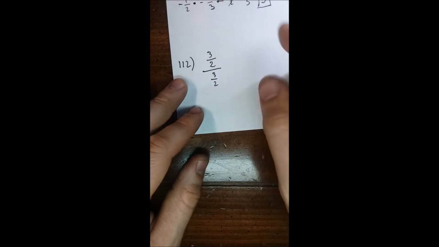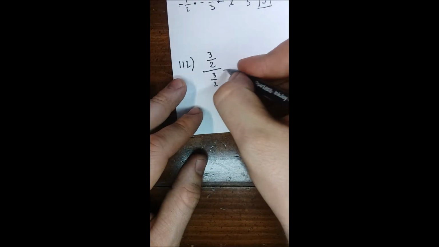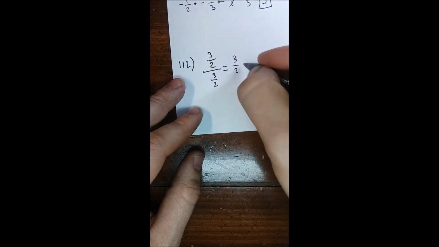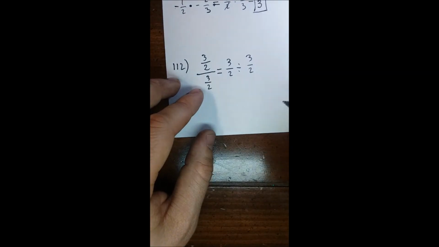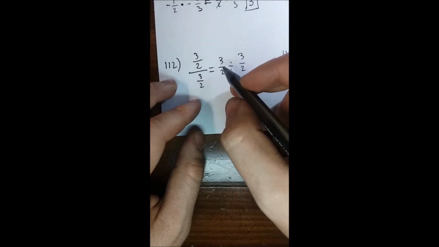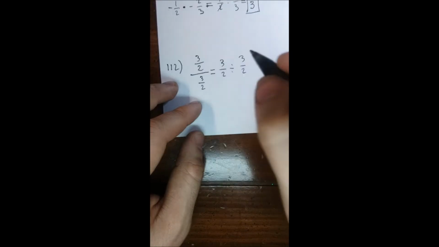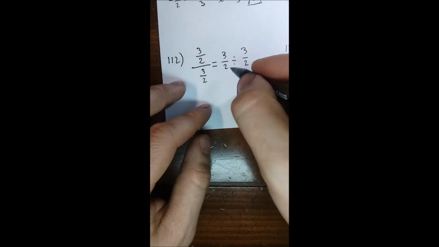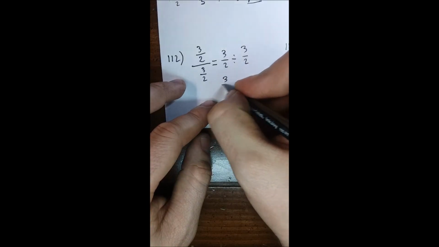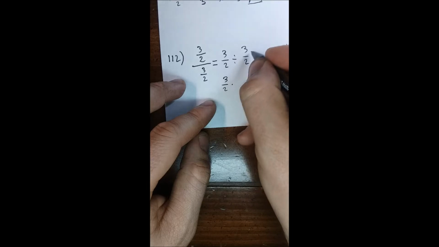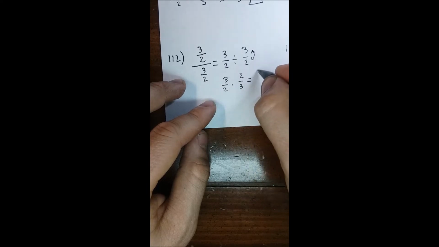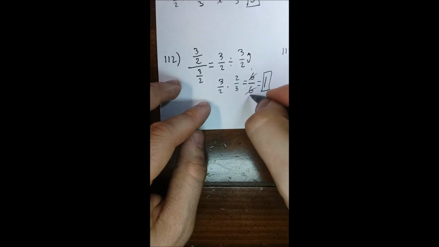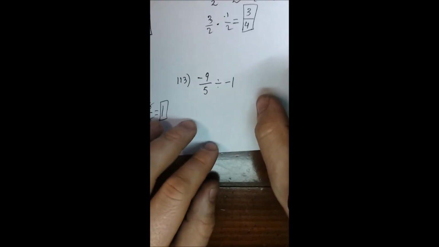The answer is 3 over 4. Next question, 112. 3 over 2 divided by 3 over 2. You can rewrite it actually as 3 over 2 divided by, see, this line means division, 3 over 2. Well, you already know the answer is going to be 1. It's like 2 divided by 2 is 1, or 5 divided by 5 is 1. But just to show you how this is done, this is 3 over 2 times, switch them around, 2 over 3. Again, 3 times 2 is 6 over 2 times 3 is 6. The answer is 1. 6 over 6 is 1.